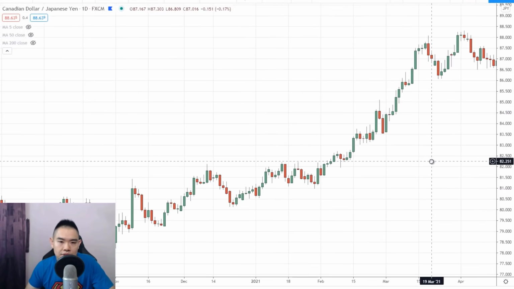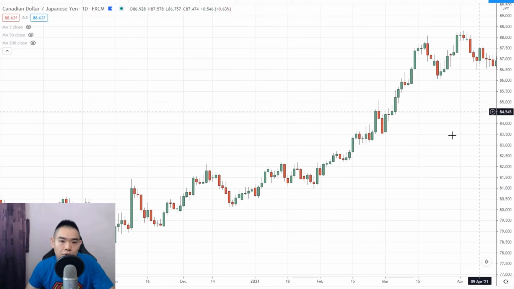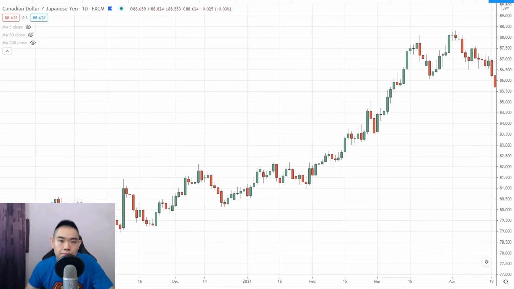So over here, let's say you have this Canadian yen. You can see that this market is in an uptrend and it's making a pullback over here. This pullback. So now you might be wondering, hey, when is the right time to enter a trade?